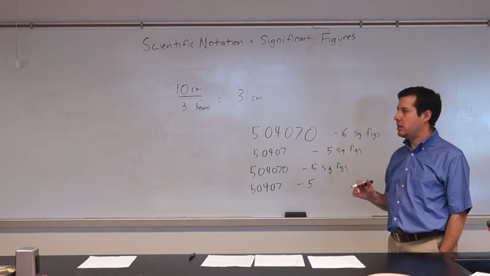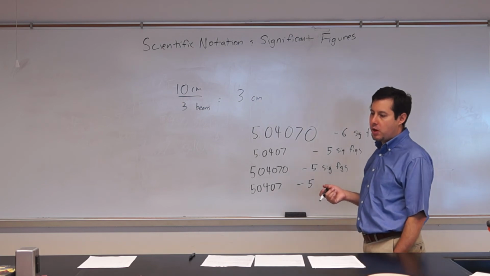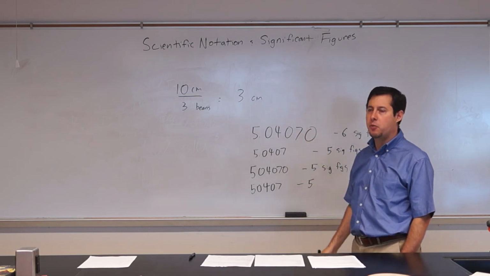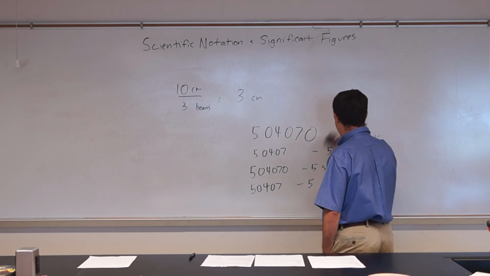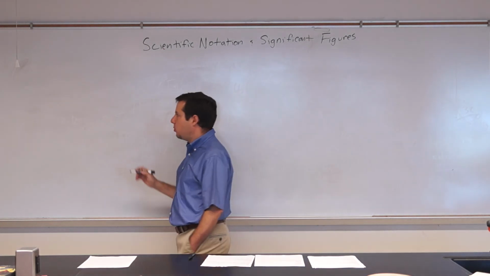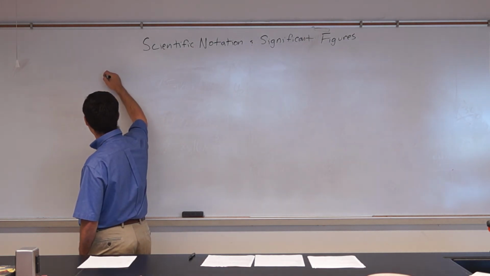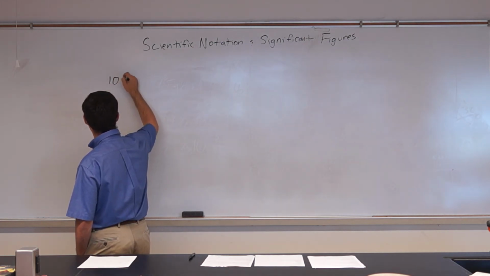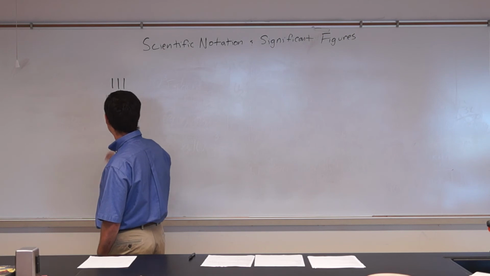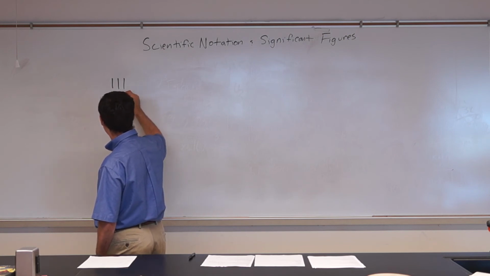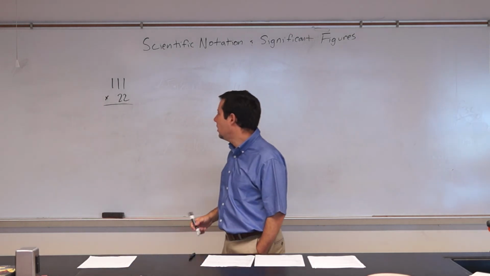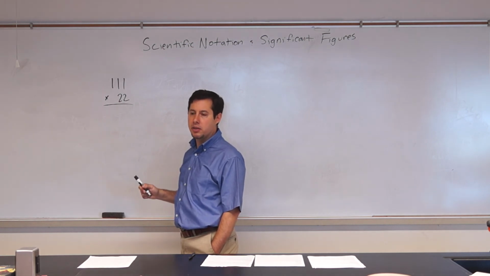And once you figure out the number of significant figures in your measurement, the question is what to do with them when you're adding or multiplying. Again, I don't really tend to enforce this, but it's good for you to know. So let's say you have a number that has 3 significant figures, and you multiply that by a number with 2 significant figures. Let's do 111, and you're multiplying it by the number 22. 111 multiplied by 22. This has 3 sig figs and this has 2 sig figs.